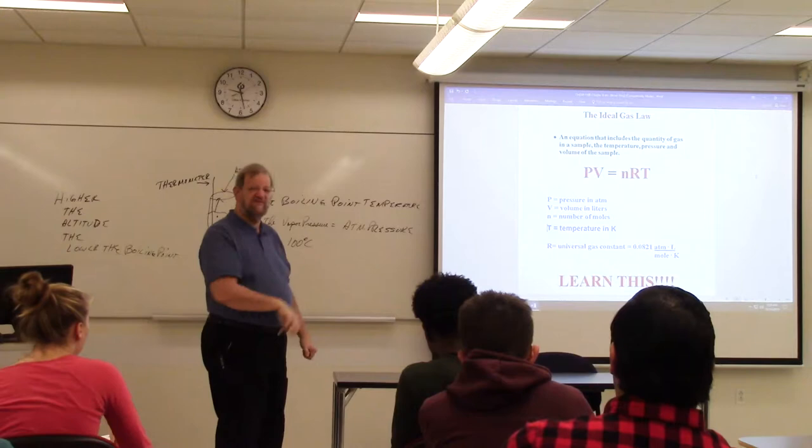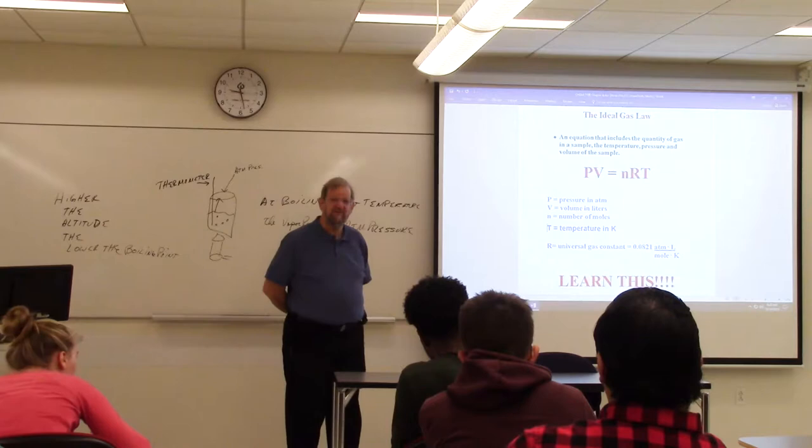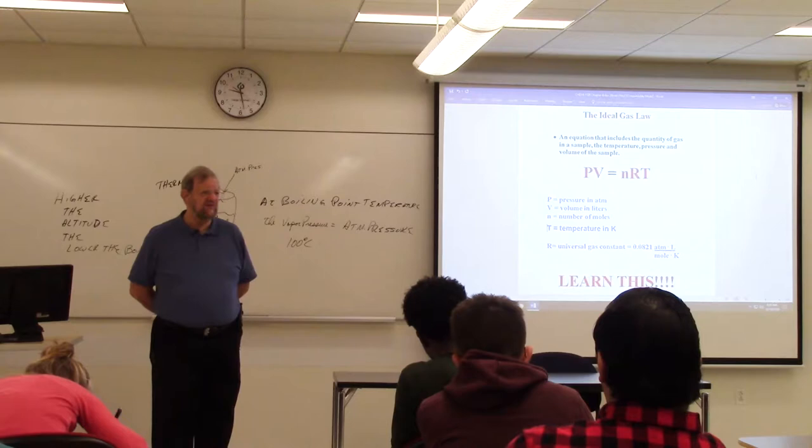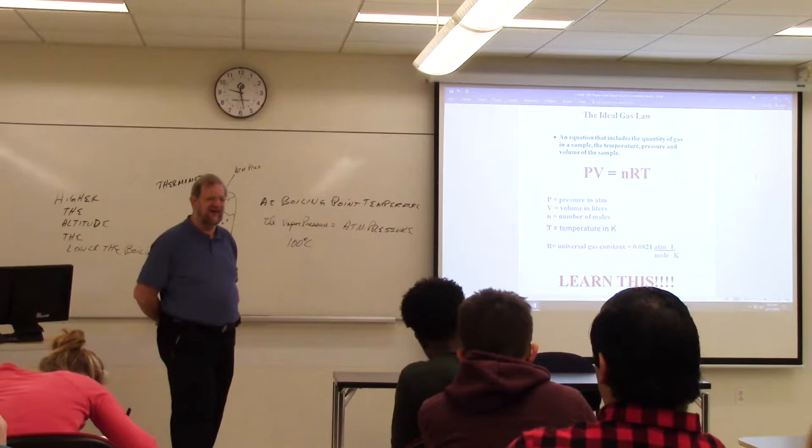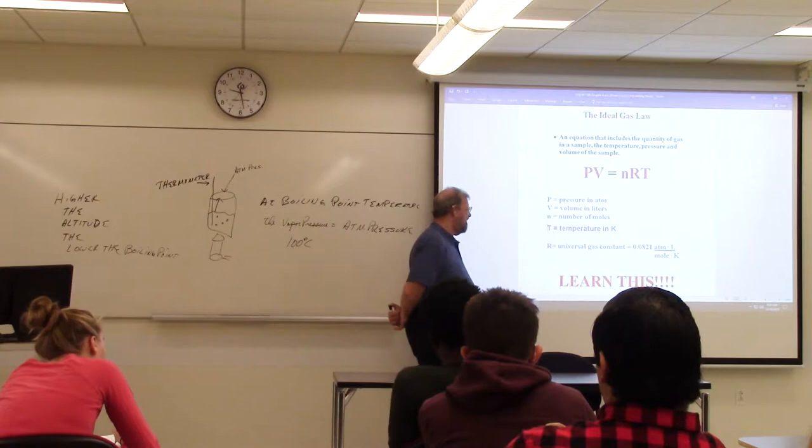One afternoon when I had some time to waste, which is sometimes rare, but I did, I found a reputable website that had R to 18 significant figures. Now, why anybody would ever need R to 18 significant figures, I have no idea, but someone took the time to figure it out to that measure. But in this class, we'll use 0.0821.